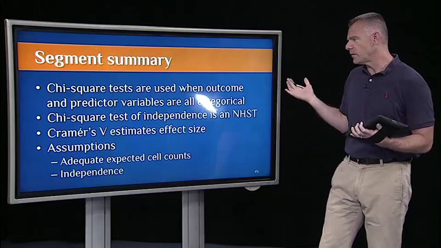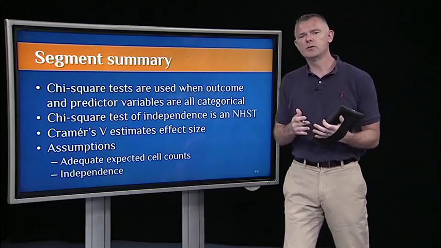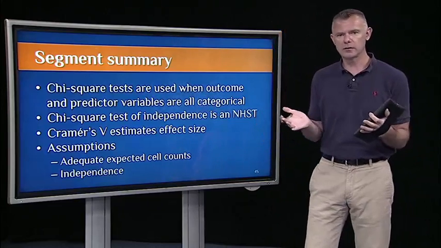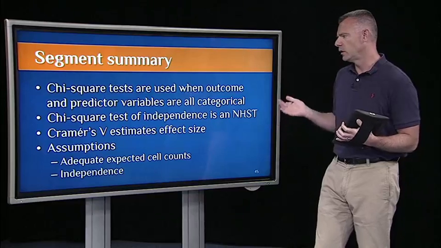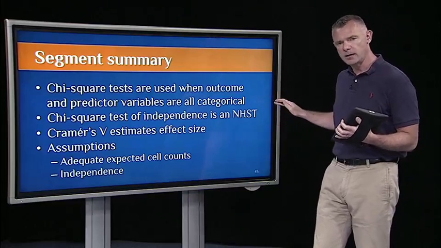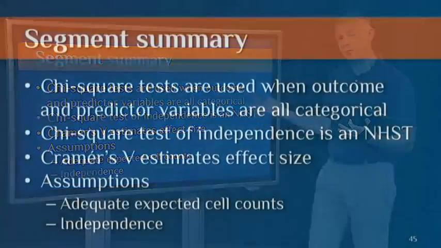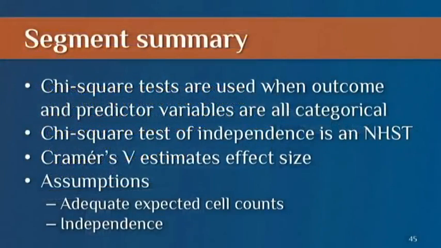So to wrap up this segment, chi-square tests are used when we're dealing with categorical data. So categorical predictors, categorical outcomes. Chi-square test of independence is a null hypothesis significance test, so we're going to follow that up with an estimate of effect size. The estimate of effect size here is Cramer's V. And the test of independence has 2 assumptions. 1, adequate expected cell counts, and 2, independence.